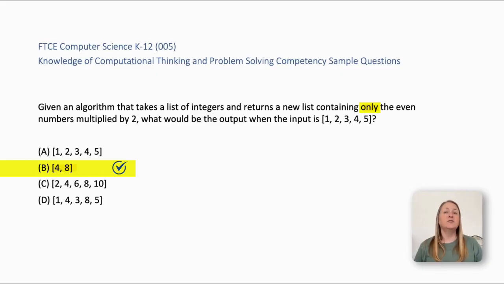The algorithm filters out the even numbers from the original list, which are 2 and 4, and then multiplies them by 2. The output would therefore be 2 times 2 and 4 times 2, resulting in 4 and 8.